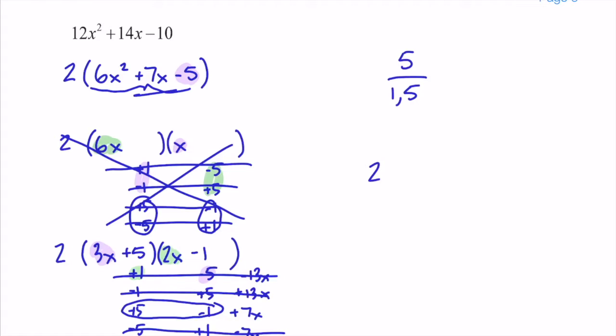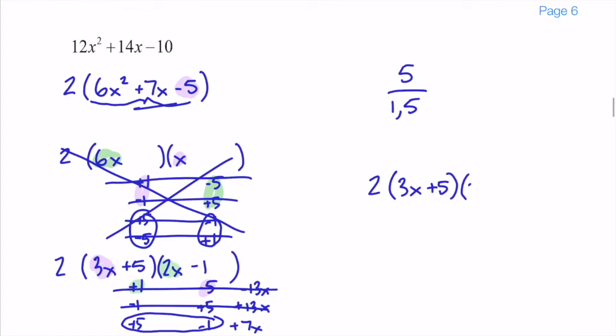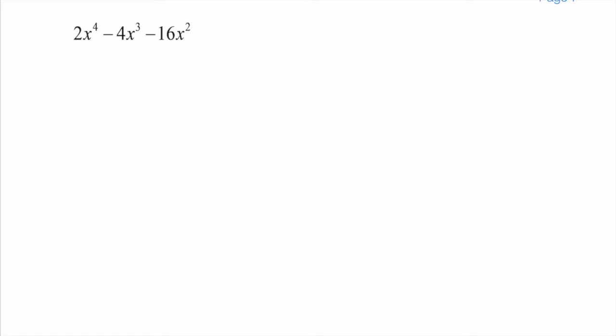So when I ultimately factor it, I've got that 2 from my GCF. Then I've got 3x plus 5 and 2x minus 1. Of course, I could multiply all that out and double check my answer, but I'm fairly confident. All right, the next one.